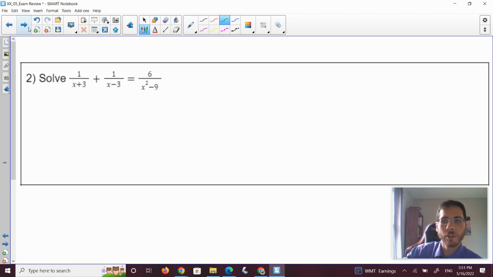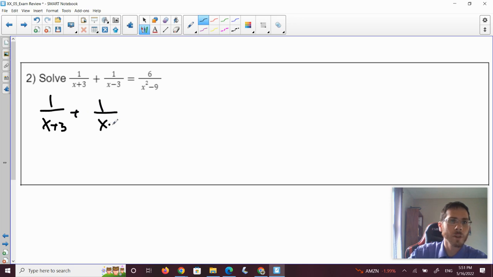For number 2, we need to solve. So we've got a nice big fraction equation. Right now, I can factor this into 1 over x plus 3, 1 over x minus 3 equals 6 over x minus 3, x plus 3. That's the difference of squares, so we can just break it up into x plus 3, x minus 3.